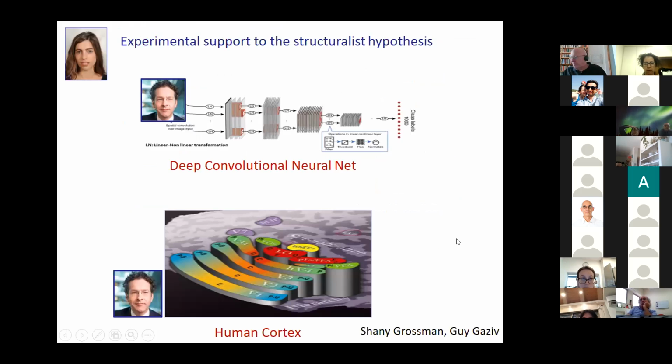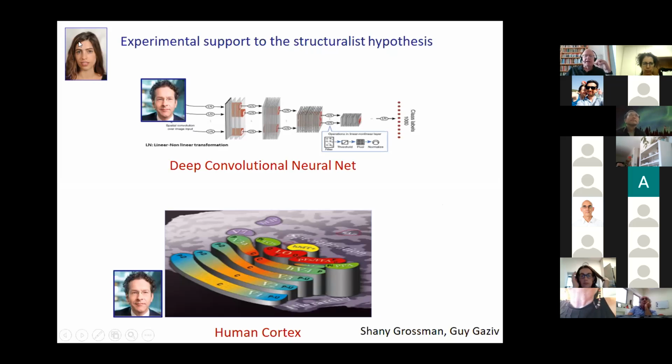So what kind of experimental support do I have for this structuralist hypothesis? You might say, okay, this is some fancy thoughts, maybe it works in linguistics. Who said this works in the visual system? And indeed, this is not easy, and we are just at the beginning of trying to find support for that. But I want to give you two experiments that I think go in this direction.